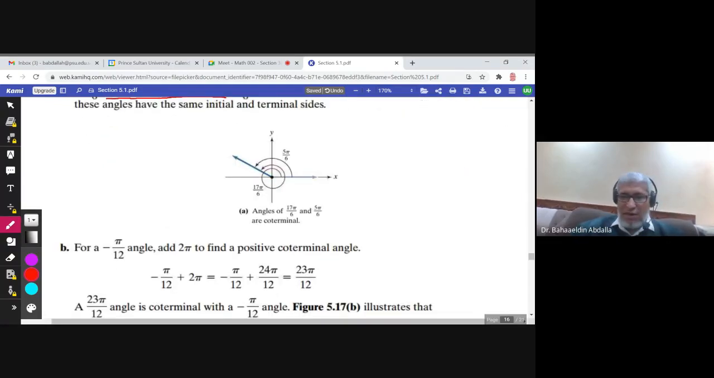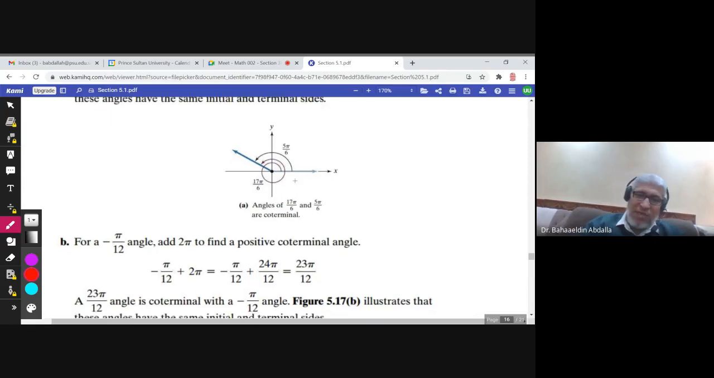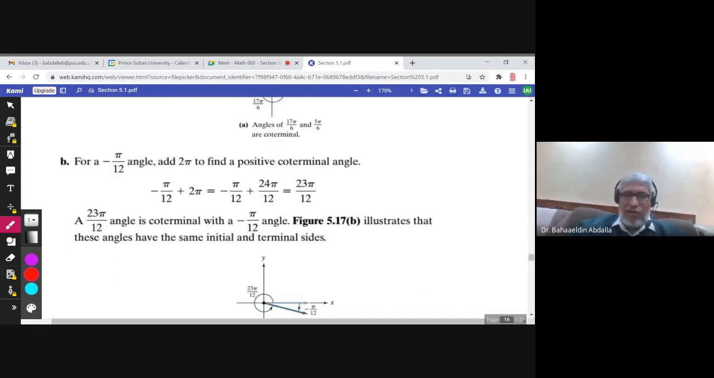And here is the graph of the two angles. This is 5 pi over 6, and it is also 17 pi over 6 if you add another 2 pi. So the difference between these two angles, both are positive, is a complete rotation, which is 2 pi. They have the same terminal side, the same initial side, so they are coterminal to each other.